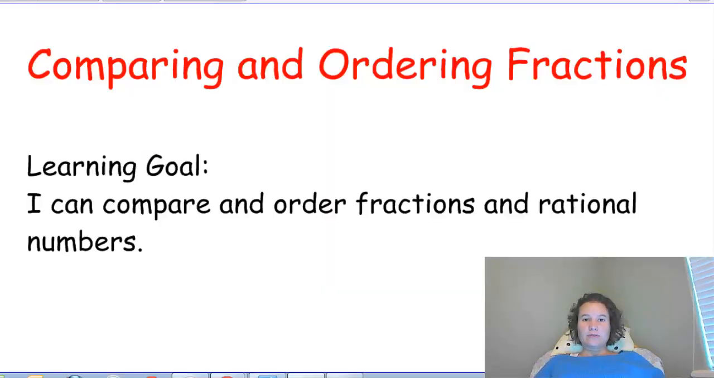Hello everybody! Today we're going to talk about comparing and ordering fractions. Our learning goal for today is: I can compare and order fractions and rational numbers. And we're just going to talk about the first part of that for today.